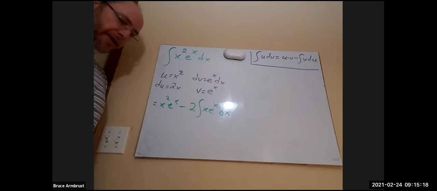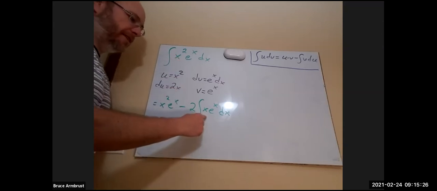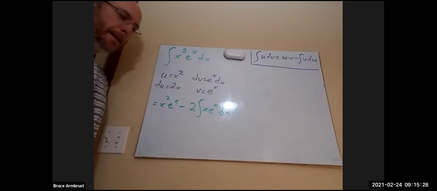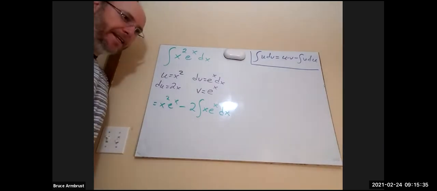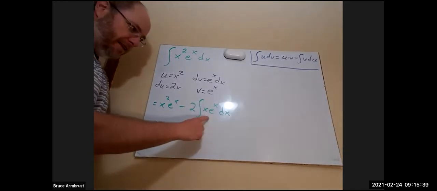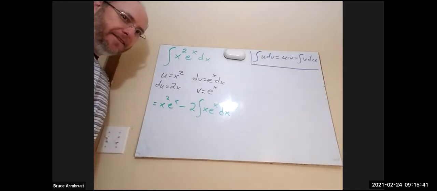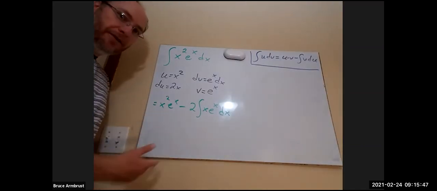All right, let's take stock again. At this point we traded out an integral of x squared e to the x for an integral of x e to the x. Okay, cool, it's a less complicated integral. However, I don't know how to integrate x e to the x. I mean, I know how to, but I don't know what the integral is, and I doubt you guys do either.